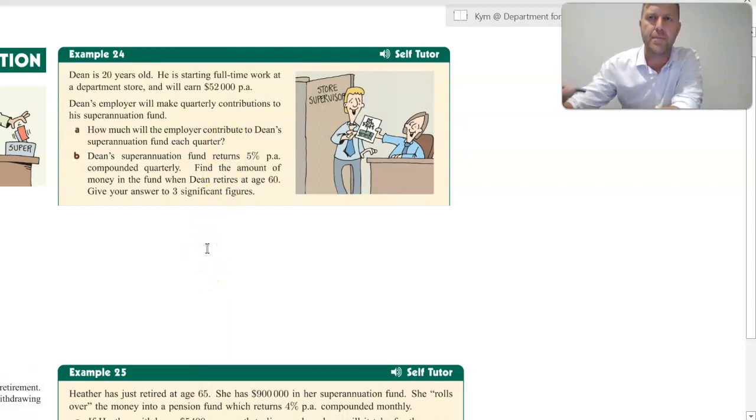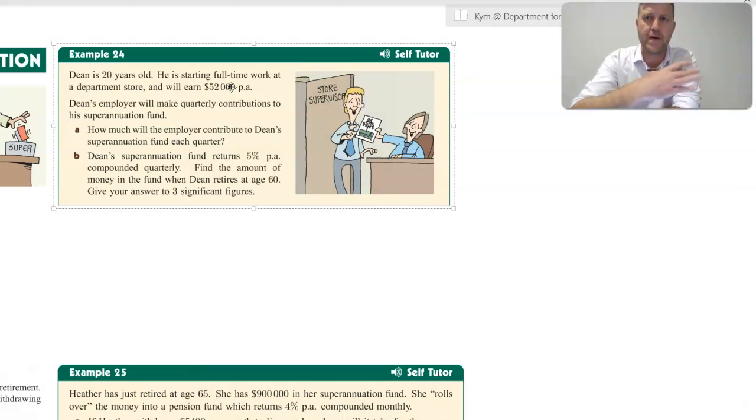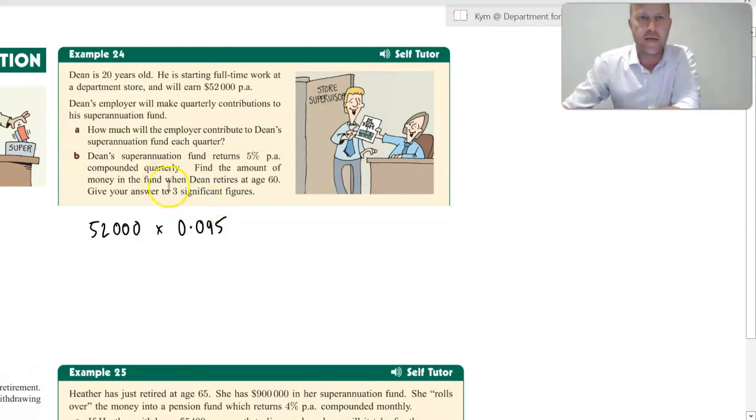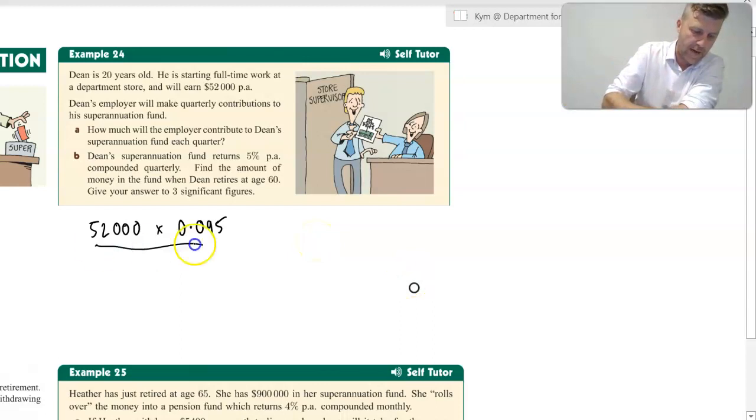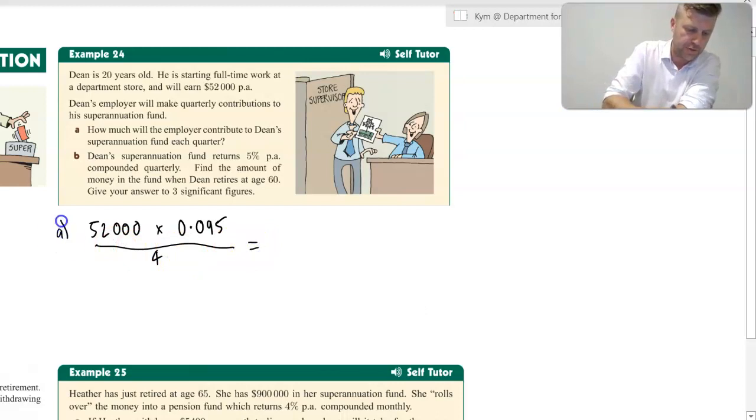So he's going to be paying 9.5% of $52,000 every year. And to work out per quarter, we're going to divide that amount by 4. So it really is as simple as working out 9.5% of $52,000. So 52,000 times by, mathematically, of is to multiply, 9.5% will be 0.095. Okay, so that's how I calculate 9.5% of $52,000. And then I'm going to divide that amount by 4 to determine the answer to question A.